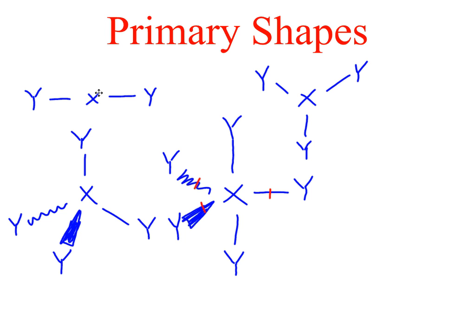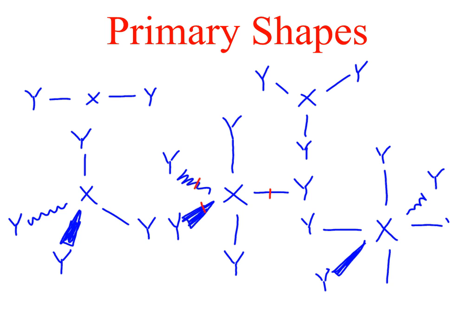And finally, we could have what's called an octahedral type of shape, where we have 4 that we can imagine in the plane of the paper, one going back into the paper directly behind the central atom, and one coming straight out of the paper from the central atom. Okay. So these would be the 5 basic structures.